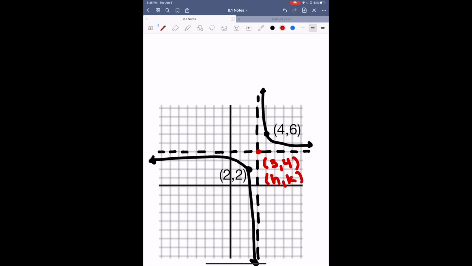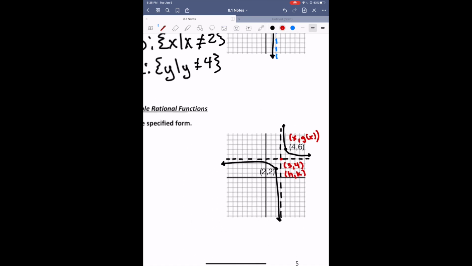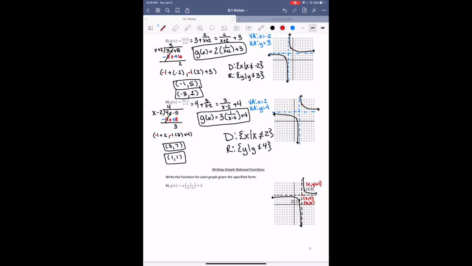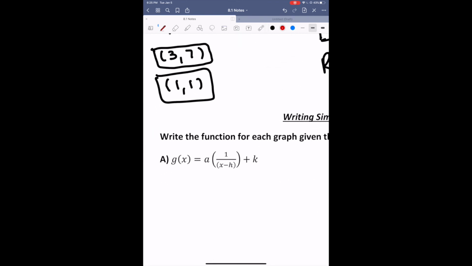We're also going to need one extra point in order to be able to identify our a value. So pick a point, whether you want to use 4, 6, or 2, 2, it does not matter. I'm going to go ahead and use 4, 6 and plug it in for x and g of x. Remember x, y, this is going to take the place of every variable in the equation except for a. So when I plug all of this information in, I know that x is 4, g of x we said was 6, h is 3, and k is 4. So let's go ahead and plug that in.